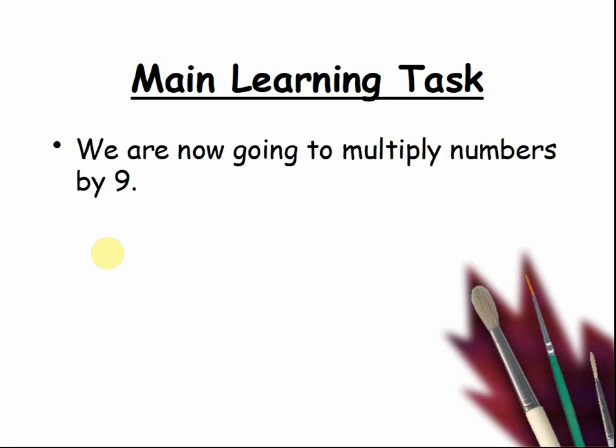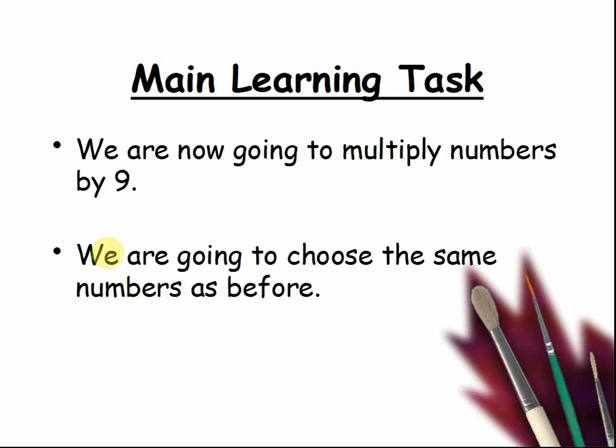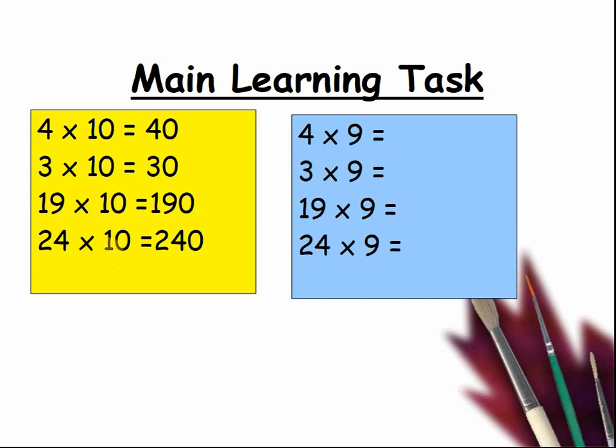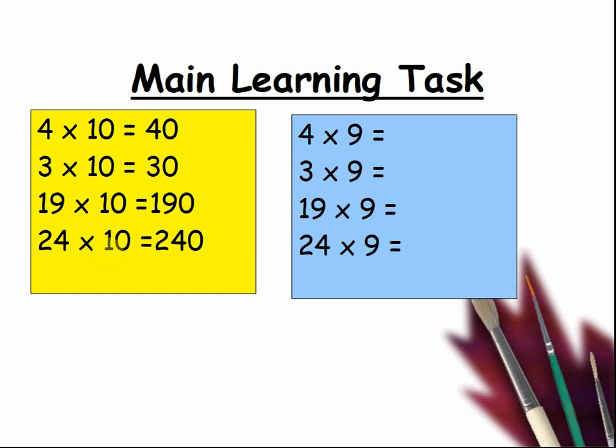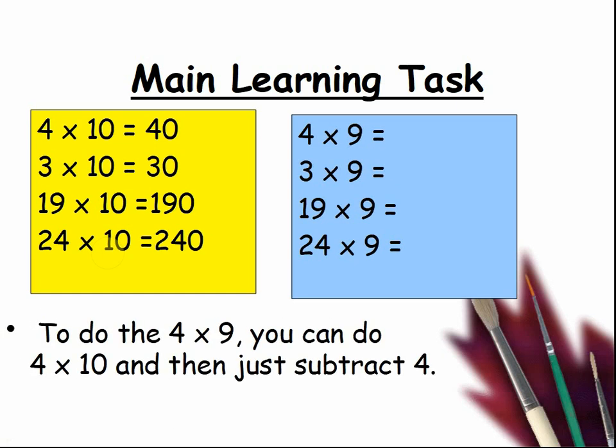We're going to now multiply numbers by 9. We're going to choose the same numbers as before. How can we use our knowledge of the 10 times table to help us with the 9 times table? Pause the video and tell your teacher. To do the 4 times 9, you can do the 4 times 10 and then adjust by simply subtracting 4.